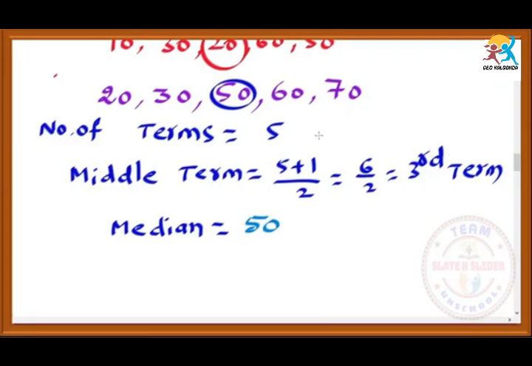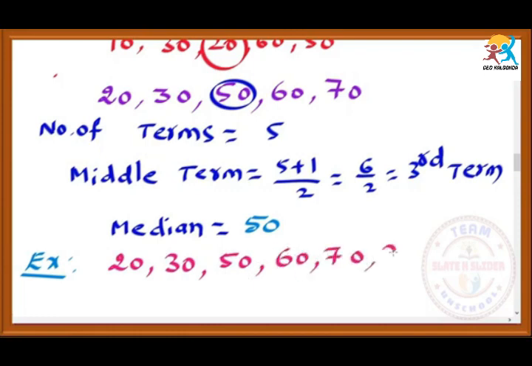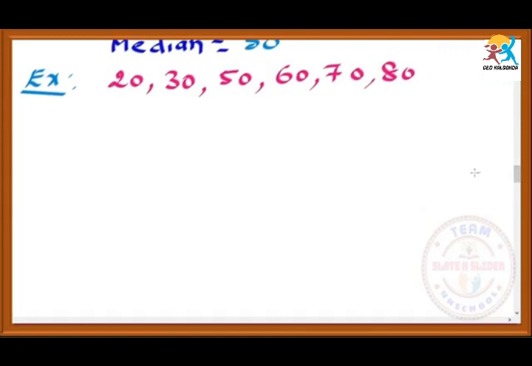Let us take one more example. For the same question, if 80 is added, then what will happen? Find the median of 20, 30, 50, 60, 70, 80. Here also we have to write the terms in ascending or descending order. These numbers are already in ascending order. So before finding the median, we have to count the number of terms: 1, 2, 3, 4, 5, 6.